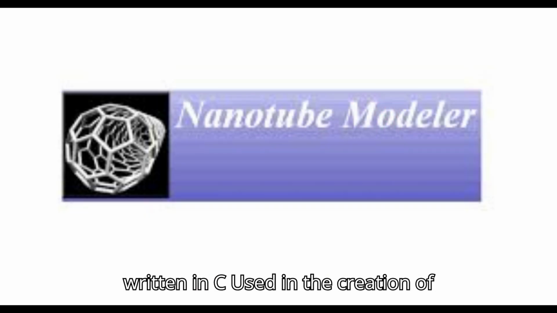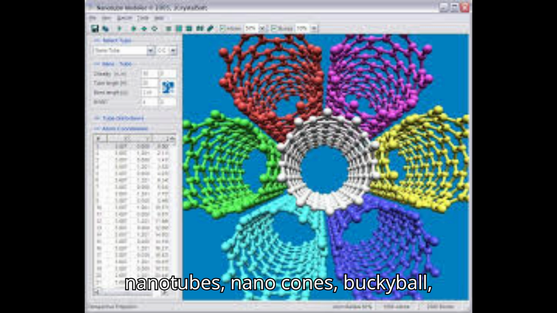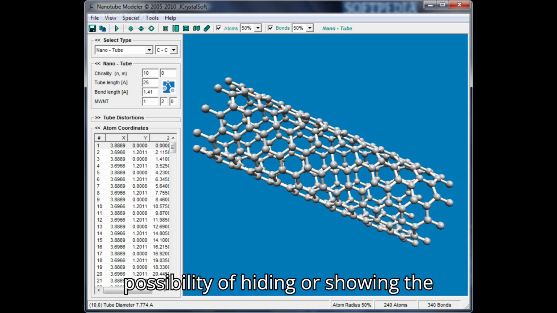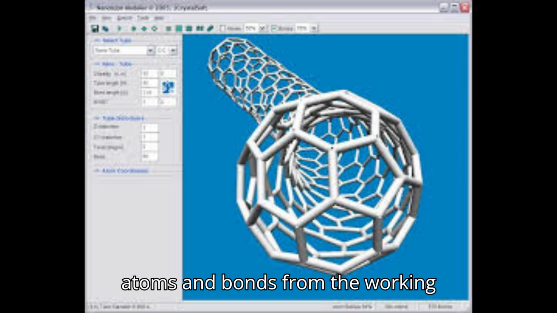Nanotube Modeler, written in C++, is used in the creation of nanotubes, nanocones, buckyballs, graphene sheets, etc. Nanotube Modeler gives the users the possibility of hiding or showing the atoms and bonds from the working environment.